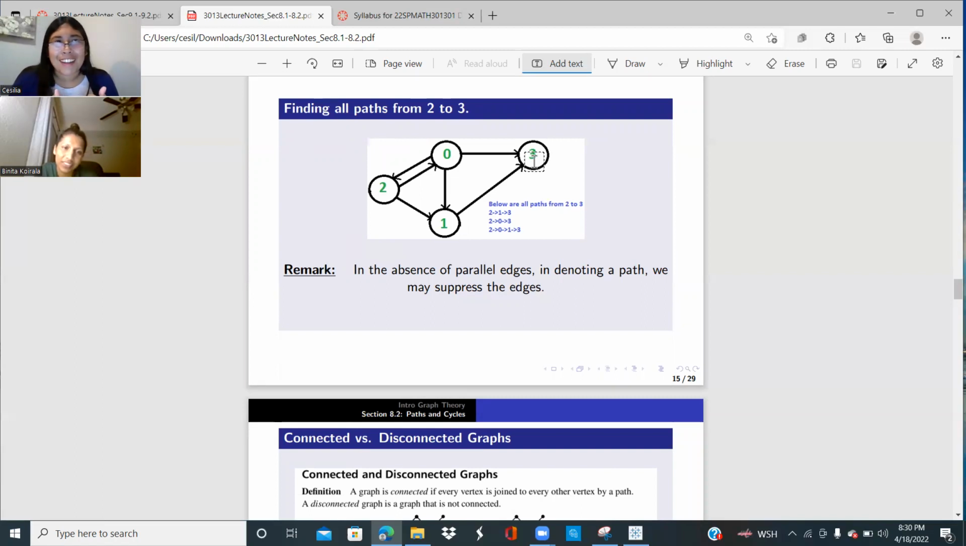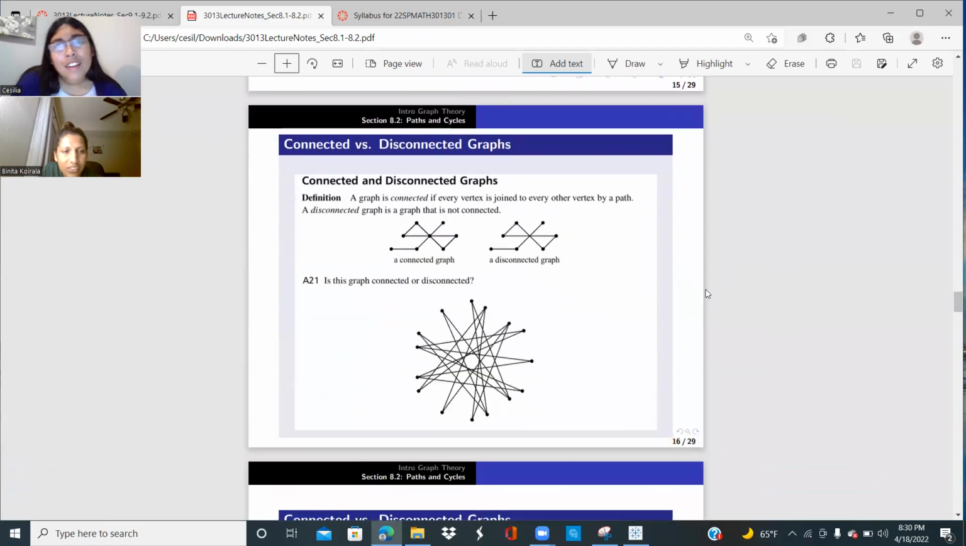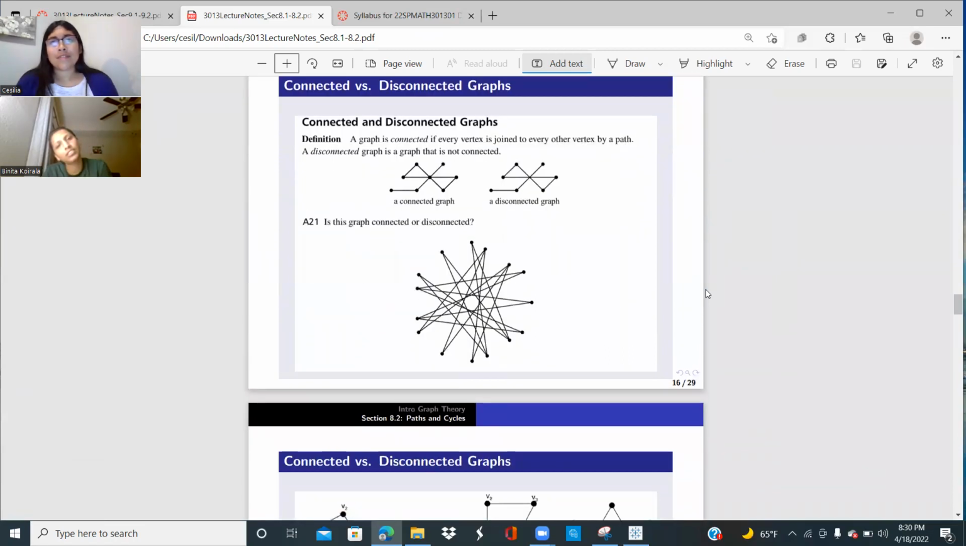Makes sense. Okay, remark: in the absence of parallel edges in denoting a path, we may suppress the edges. Okay, so connected versus disconnected graphs. A graph is connected if every vertex is joined to every other vertex by a path. Then a disconnected graph is a graph that is not connected.